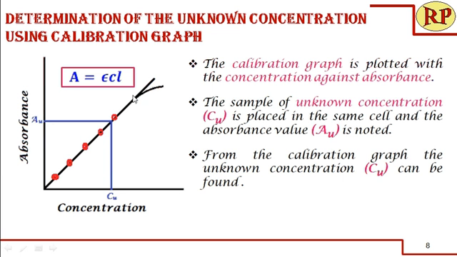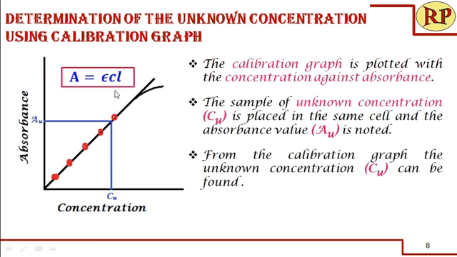Once we have the calibration graph, now we can identify the concentration of the unknown sample. All we have to do is place the unknown sample, that is the unknown concentration, in the same cuvette. Why are we placing it in the same cuvette? The path length becomes constant, that is the width of the cuvette is the same, and epsilon is constant, so the absorbance is proportional to only the concentration of the solution.